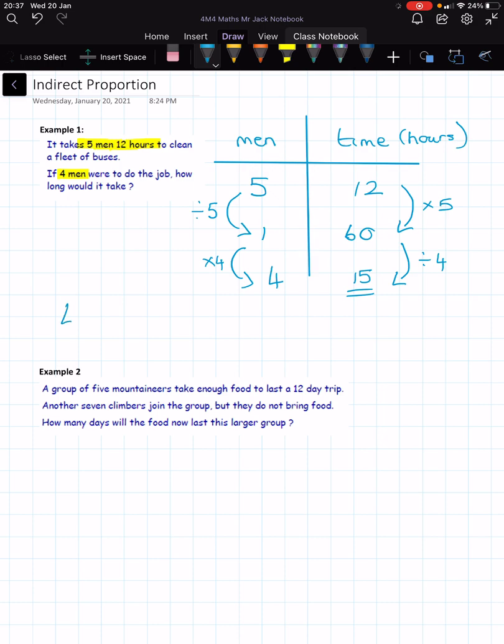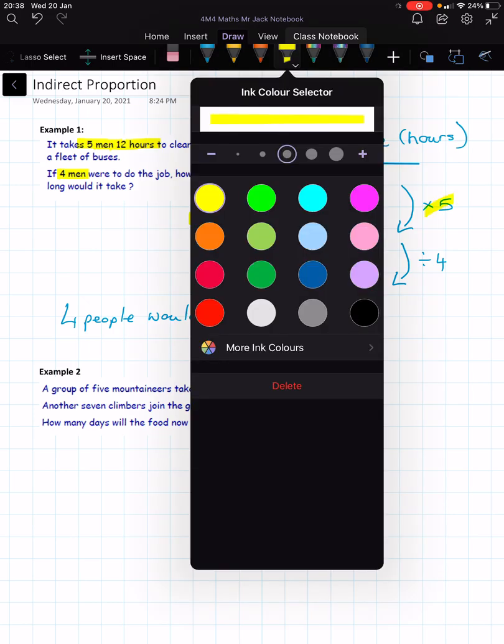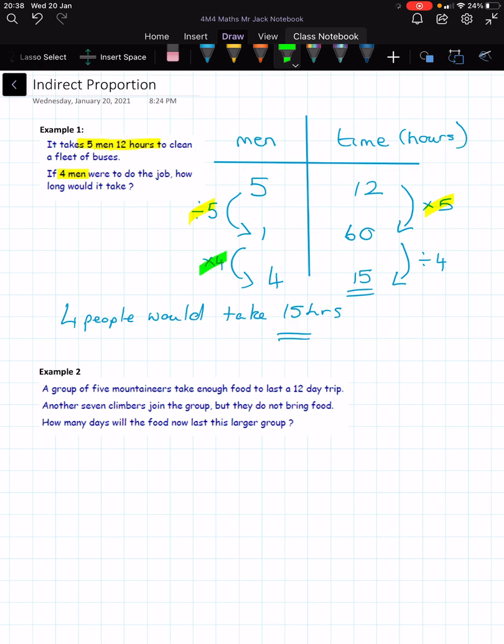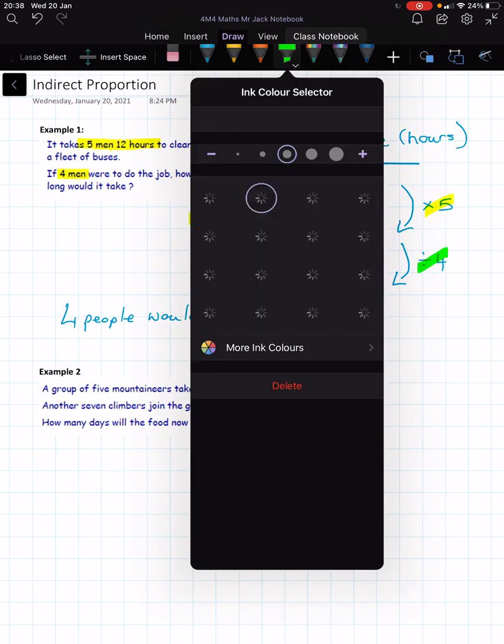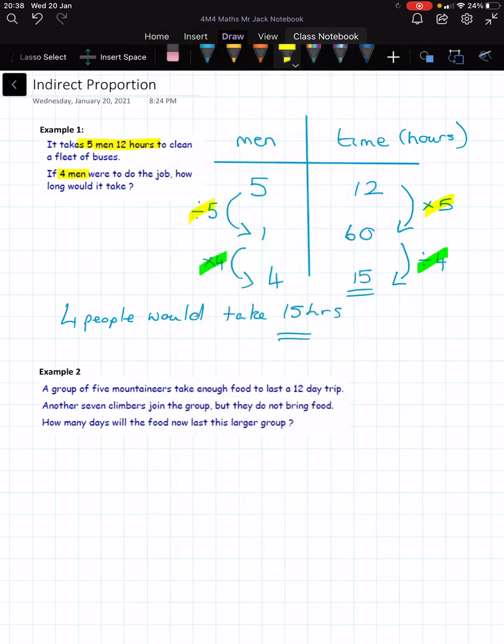Okay, so what we're saying is 4 people would take 15 hours. Okay, job done. Alright, now notice the differences. Divide, multiply. Yeah, and then over here, multiply, divide. So we're doing the opposite thing with indirect proportion rather than the same thing.